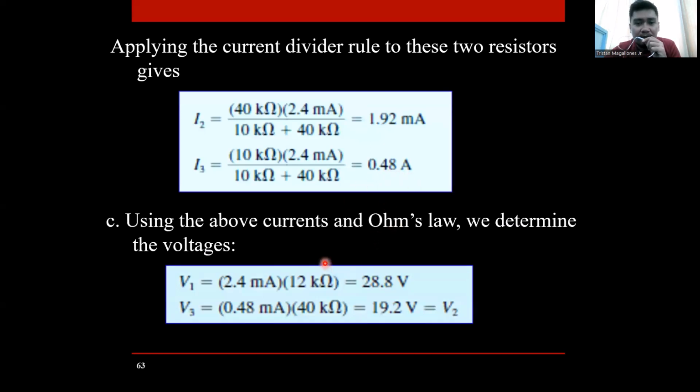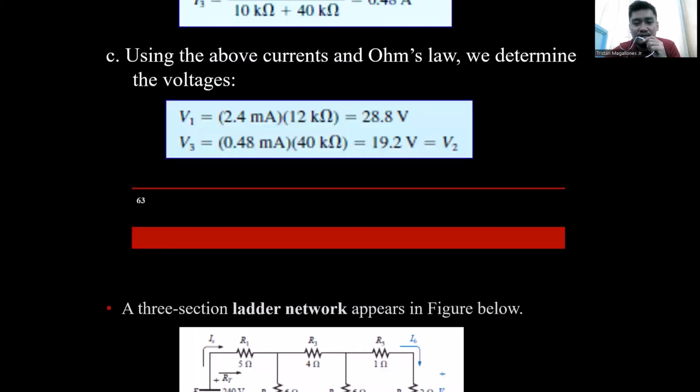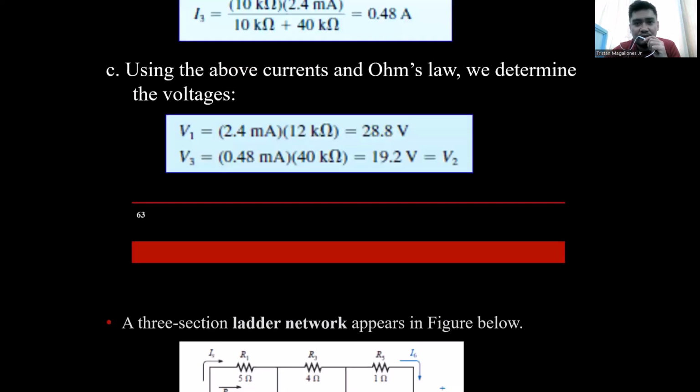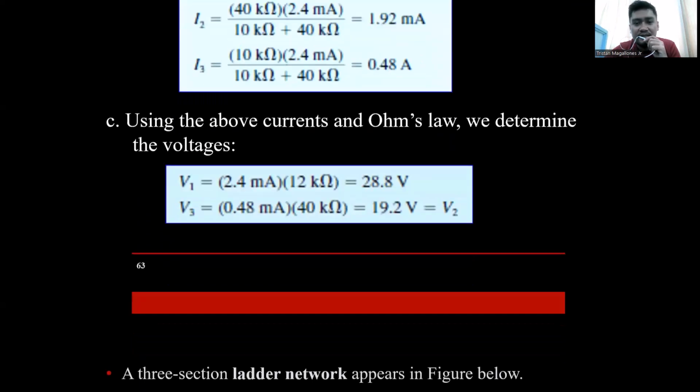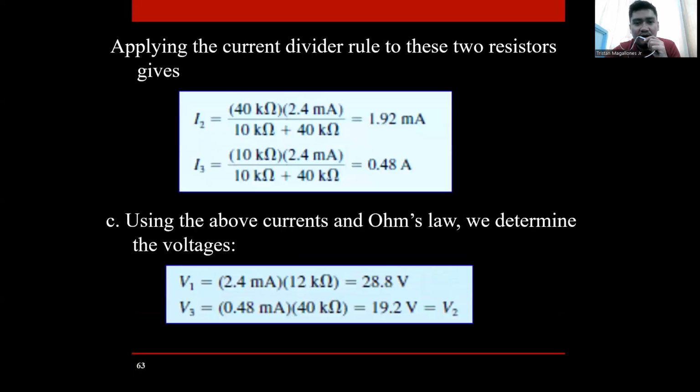And then using the above currents and Ohm's law, we determine V1 is equal to 2.4 multiplied by 12 kilo ohms. So I get 28.8 volts. And then V3 is 0.48 milliamperes multiplied by 40 kilo ohms, which is equal to 19.2 volts, which is also equal to your V2. So that will be our example for the series parallel circuit.